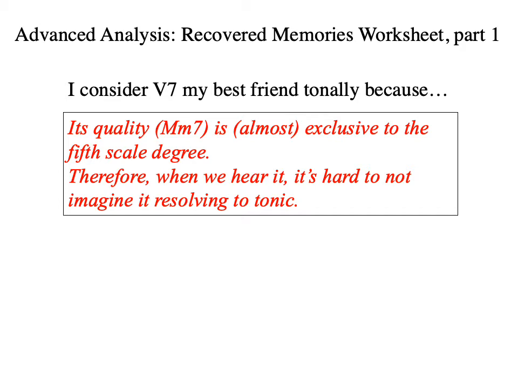Because it only tends to be used on the 5th scale degree, it's hard to hear a major minor 7th chord and not think you're hearing a V7 chord. So if I play this, it's a major minor 7th chord that makes me think it's going to do this next. It's hard not to imagine that chord going straight to its tonic. Major minor 7th chords are almost always V7 chords. So they're really good at letting us know what the tonic is, orienting us into the right key.